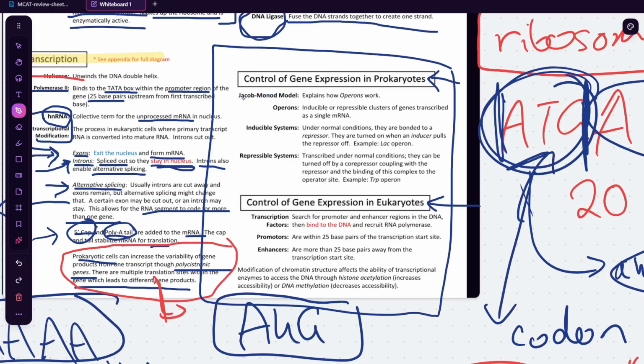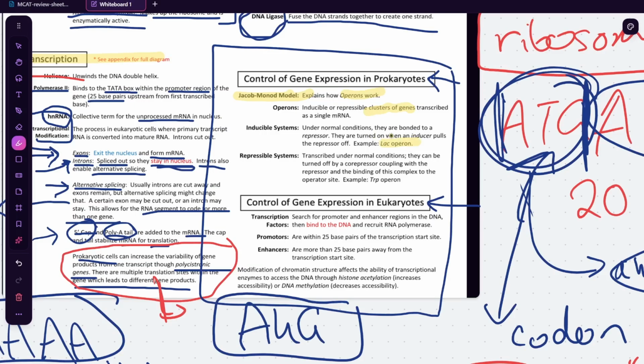The Jacob-Monod model explains how operons work. An operon is a cluster of genes that work together to perform one job. They're all transcribed together as one mRNA, and they're controlled by a single off and on switch. In inducible systems, the lac operon is an example.